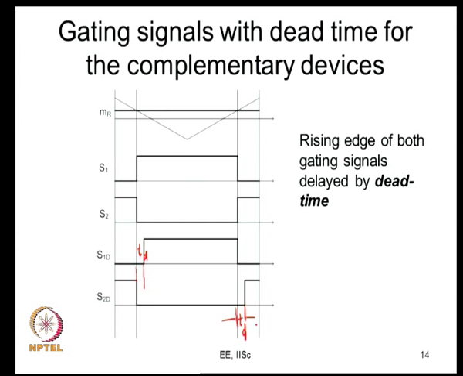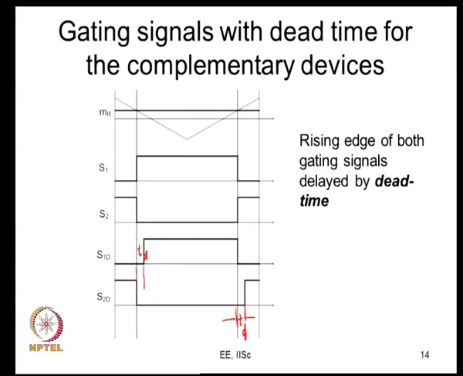So, what is happening? Whenever you have a falling edge, the falling edge is not changed significantly, whereas the rising edge is changed. The falling edge continues to be wherever it is, but the rising edge is delayed. So, the rising edges of these gating pulses are delayed by a certain interval of time called TD, and that is what is defined as dead time. So, why do you need this? Because the devices take a finite amount of time. So, it is better to give a certain amount of time before you turn on a device.